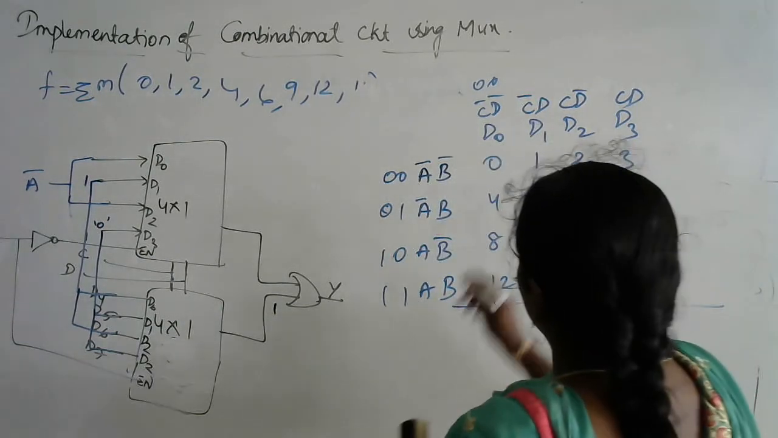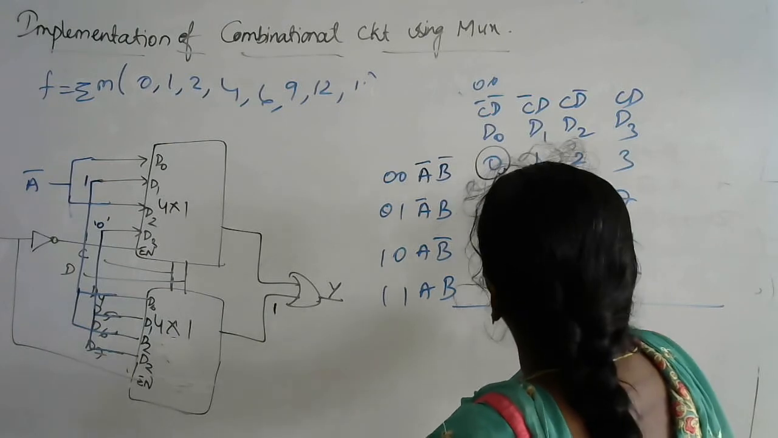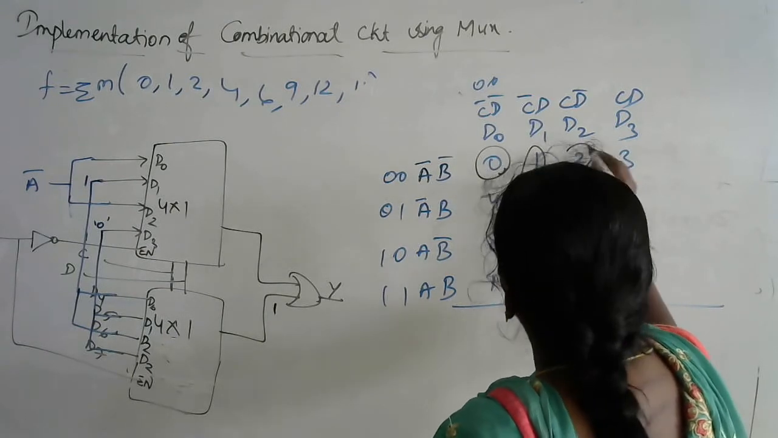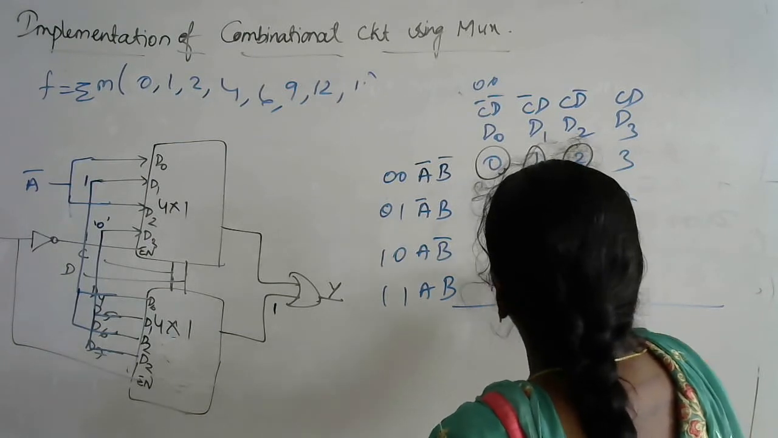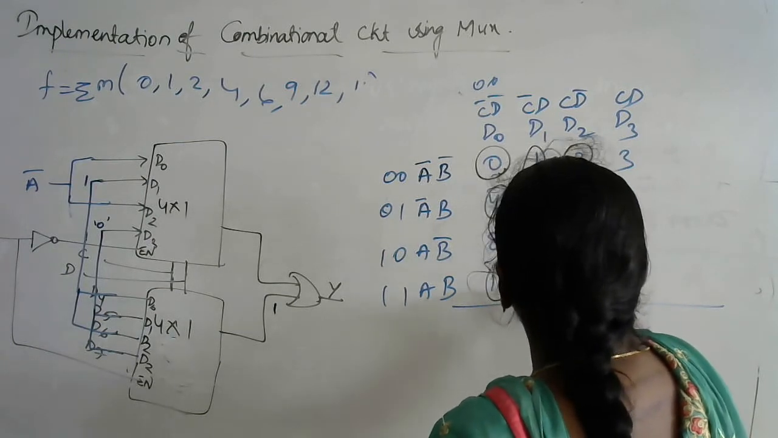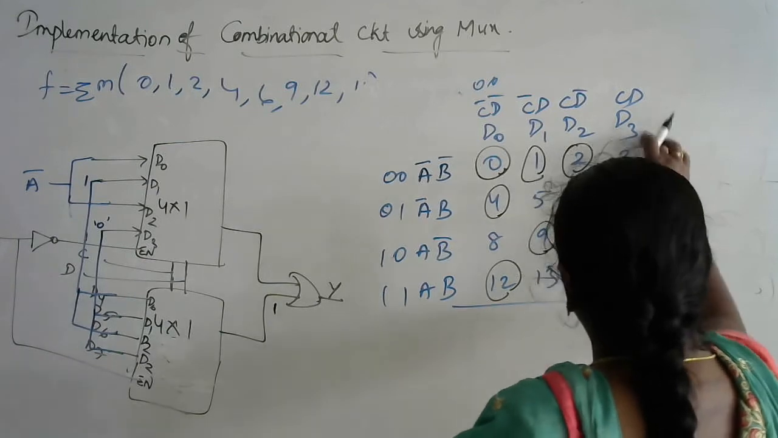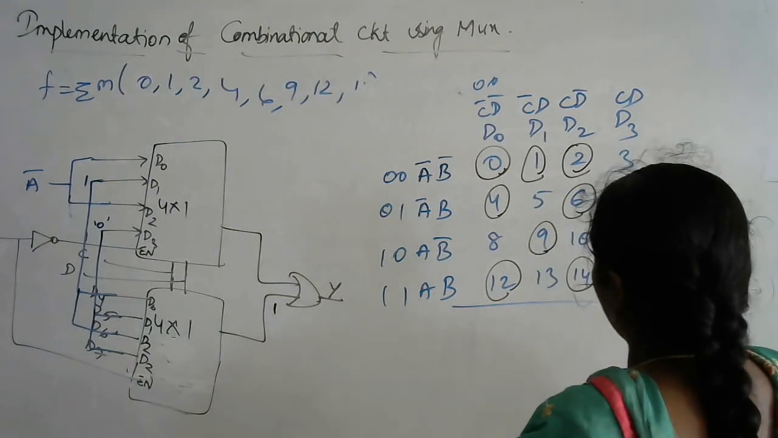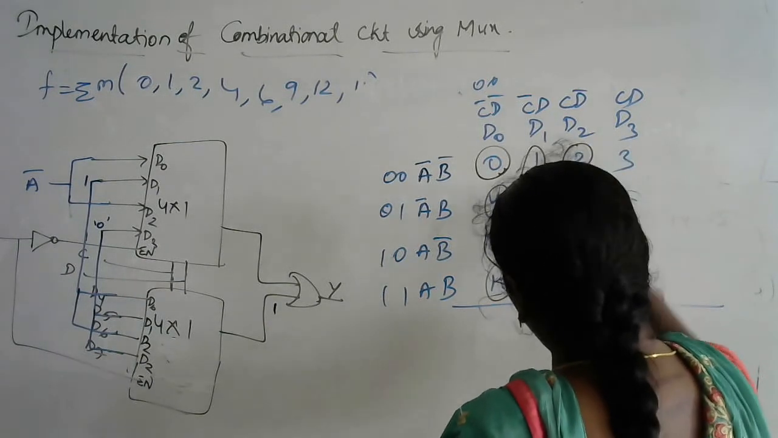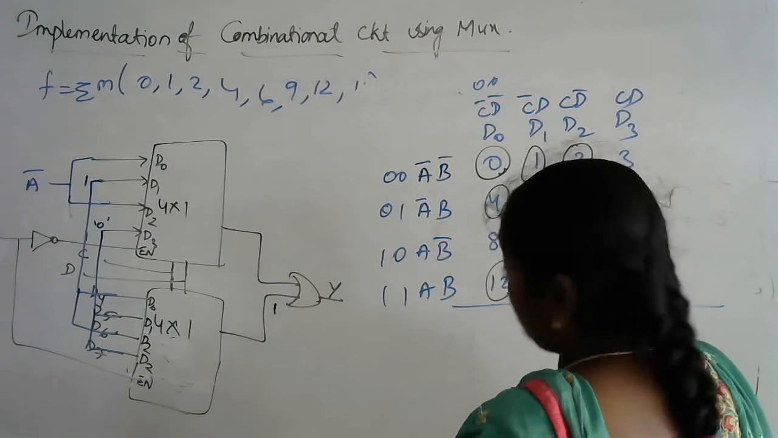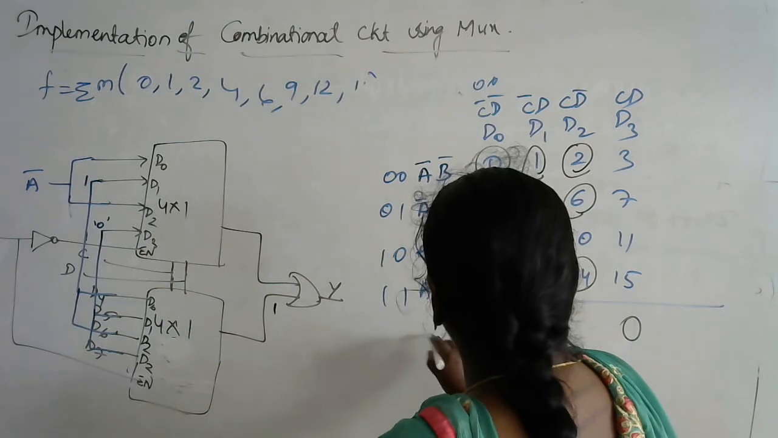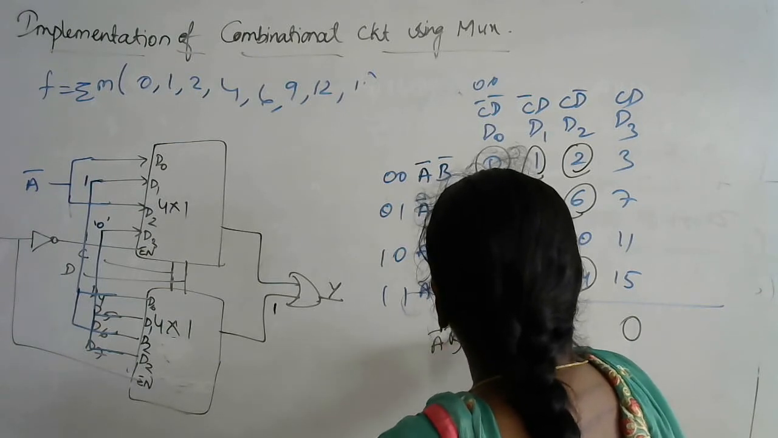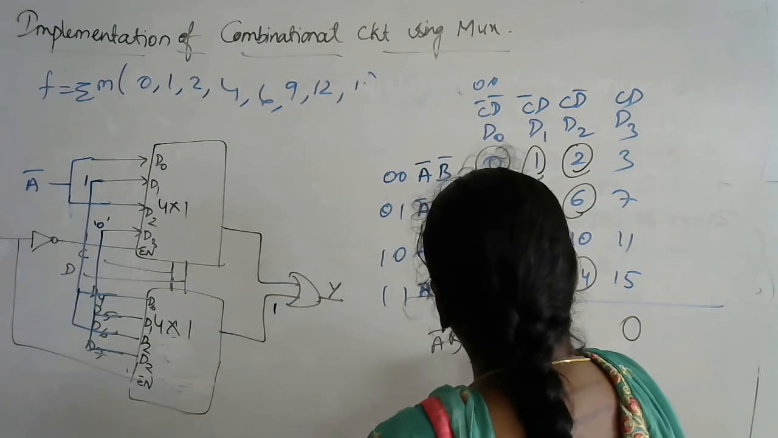Now, same thing. Circle 0, 1, 2, 4, 6, 9, 12, 14. If none of them has a circle, what we have written is 0. If all of them are circled, 1, or whichever is circled. So how can I write this? A bar B bar plus A bar B plus AB.